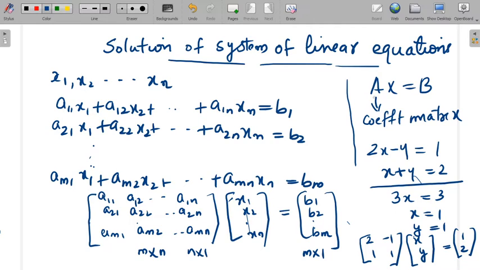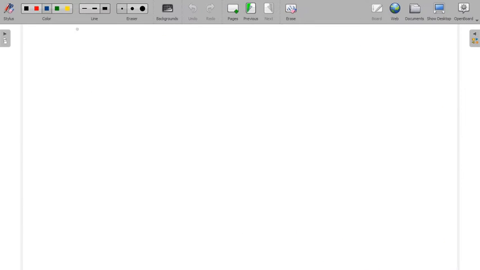ഇതാണ് നമ്മളിവിടെ ax is equal to b എന്ന് പറഞ്ഞ് എഴുതിയിരിക്കുന്നത്. So a is the coefficient matrix, x is the column of variables and b is the column of constants. അപ്പോൾ ഇനി ഇതിനെ സോൾവ് ചെയ്യാനായിട്ട് നിങ്ങൾ മെത്തേഡ്സ് പഠിച്ചിട്ടുണ്ടാവാം. രണ്ട് മെത്തേഡ്സ് കണ്ടിട്ടുണ്ടാവും. വൺ ഇസ് മാട്രിക്സ് ഇൻവേർഷൻ മെത്തേഡ്. ax is equal to b ആണെങ്കിൽ, if a is a square matrix and it is non-singular, that is if determinant a not equal to 0, then you can find the solution as x is equal to a inverse b.